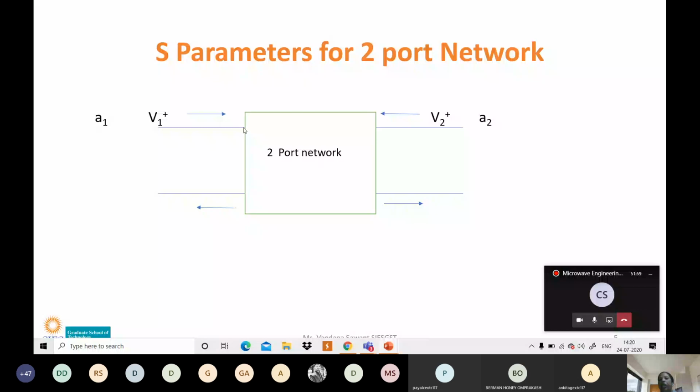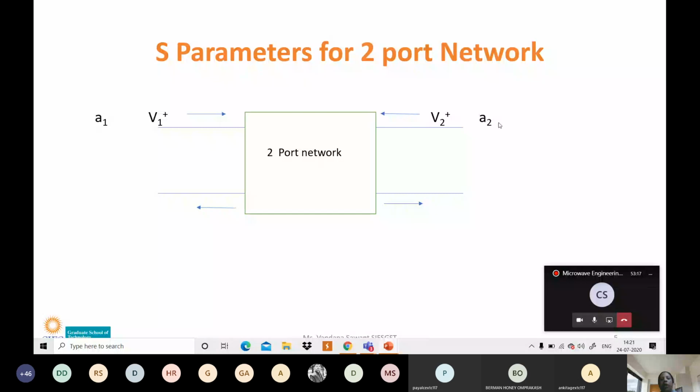Now this is called a reflected signal, which is reflected back, and the signal moving in a forward direction is called an incident signal. So V1 plus is the incident signal at port 1 and V2 plus is the incident signal at port 2. The normalized incident wave at port 1 will be A1 and the normalized incident wave at port number 2 will be A2, because we indicate the incident signal by A.